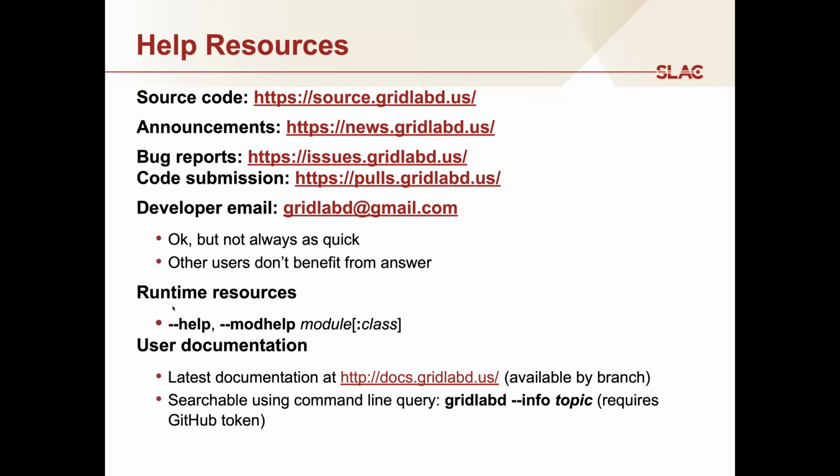When you're running Gridlab-d, there are actually some online, directly from Gridlab-d help mechanisms that you can use. So there's the help itself and what's called mod help, which gives you help about a module or a class within a module. Those are quite useful. There's actually another one I forgot to mention, which is info. If you type in --info equals and then some topic, it will look up, oh, I'm sorry, it's down here. If you type in info topic, it will look up on GitHub anything related to that topic. So it searches GitHub documentation for that. You do need to be logged in on GitHub for that to work.